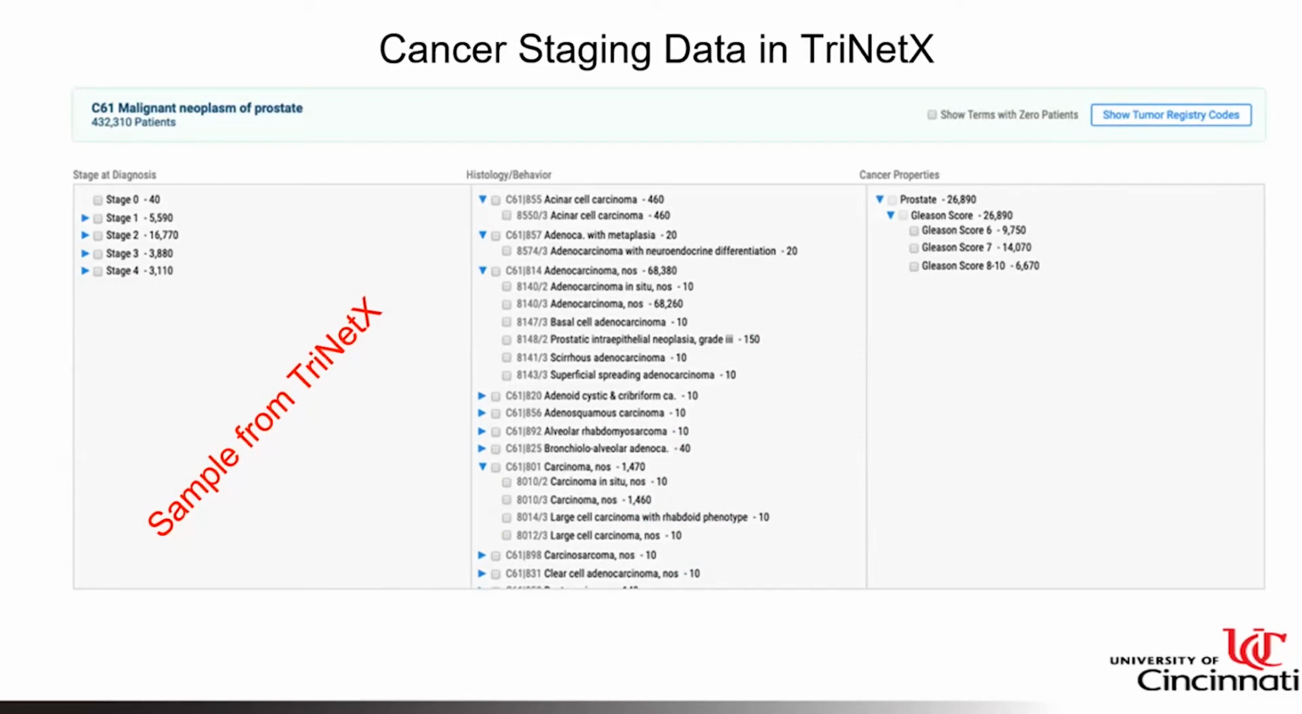Also in TriNetX, we have cancer staging. And once you do your query for cancer, you can then click down and see what staging they are. So again, we update this weekly, and I'll tell you why. It used to be monthly, it's weekly. I'll tell you why in a minute.